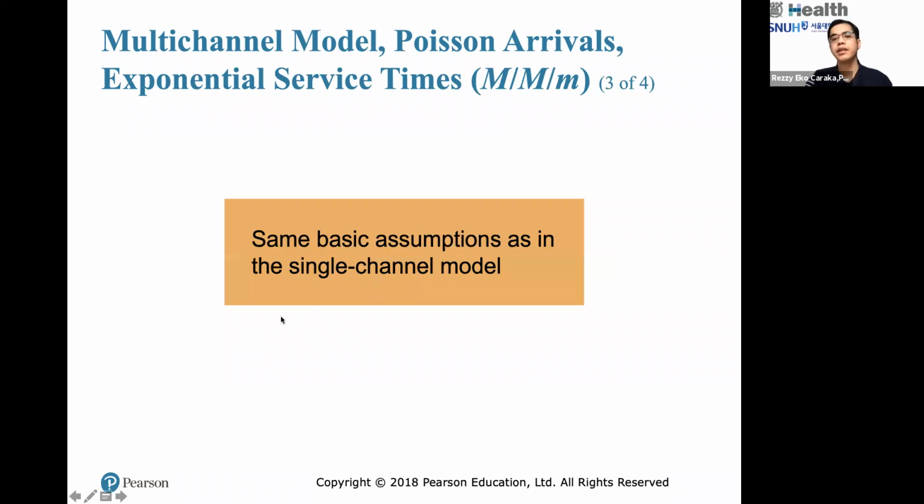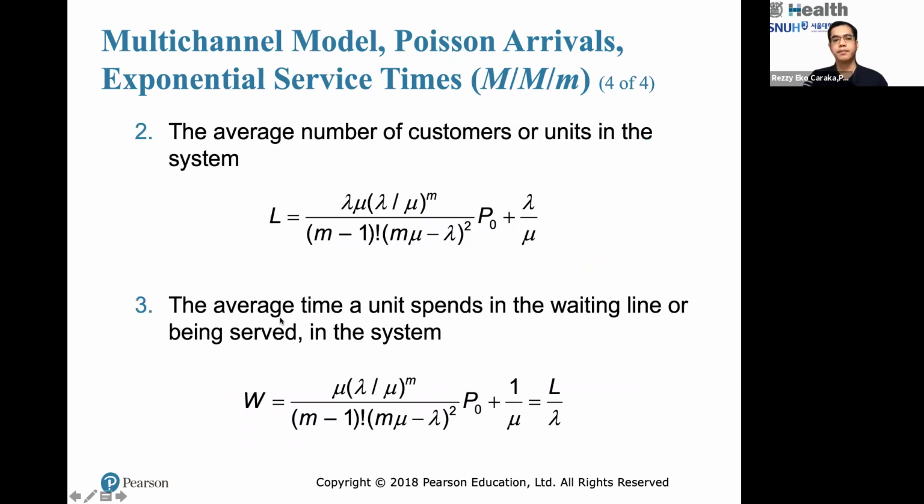And this information, some basic assumptions as in the single channel model. So this is our assumption. So we can analyze by this information. So how to calculate the L? If we have the M/M/M, the exponential service time, so we can calculate like this the average number of customers or units in the system.